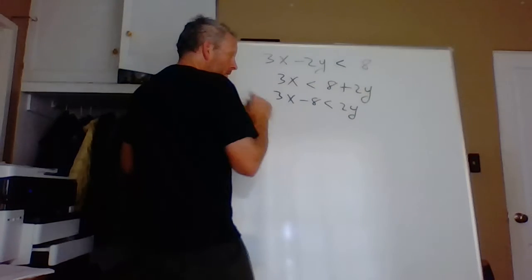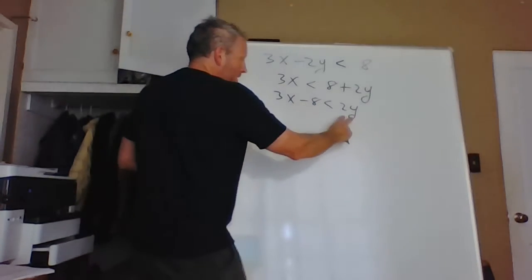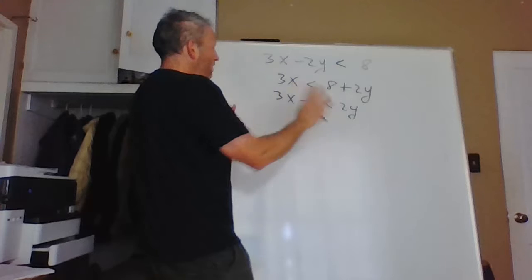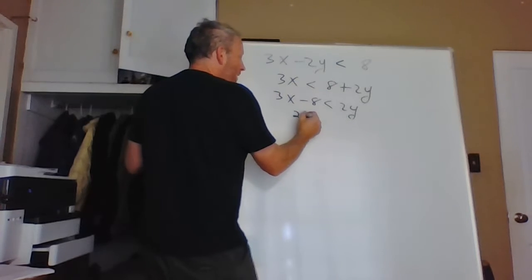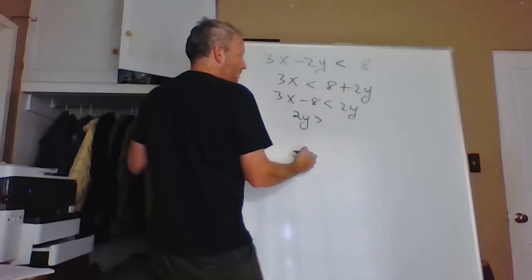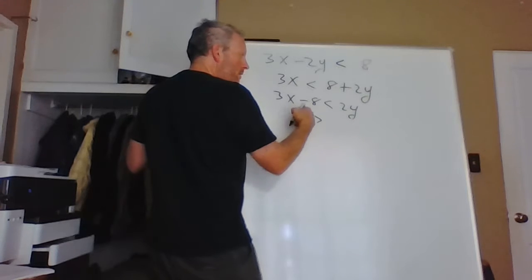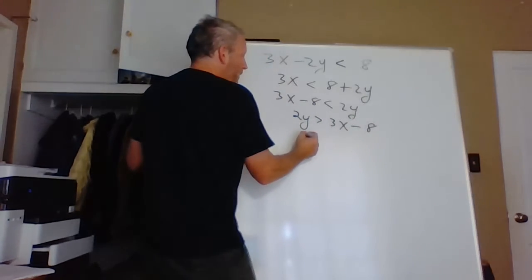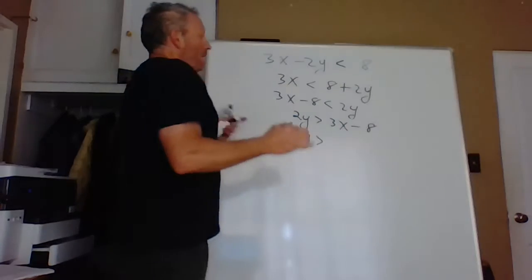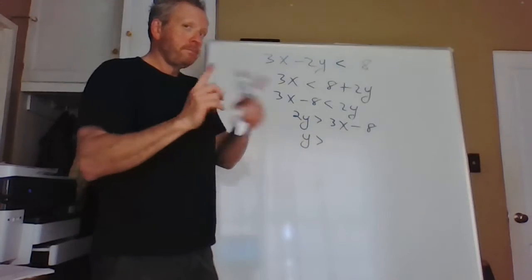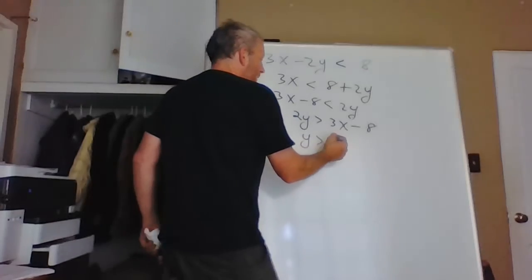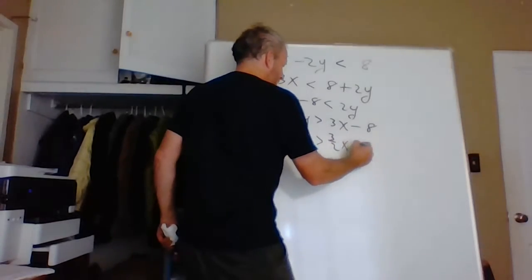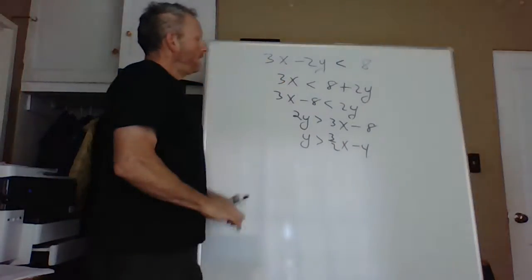Let's switch sides. Here I've got to be careful. If this is less than this, then this is greater than this. So we can write it like this: 2y is greater than this. And let's divide by 2. I'm dividing by a positive number, so I don't have to switch the inequality. So 3/2 x minus 4.